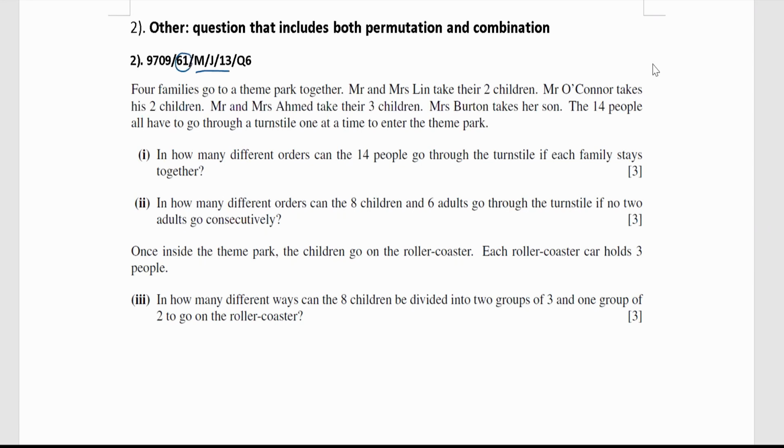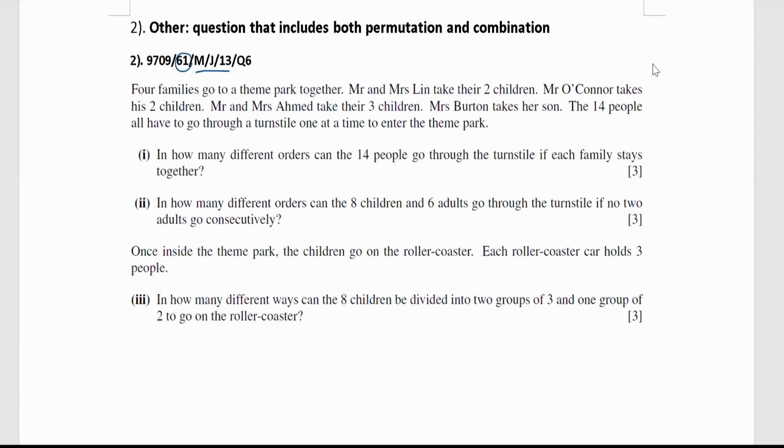4 families go to a theme park together. Mr. and Mrs. Lin take their 2 children. Mr. O'Connell takes his 2 children. Mr. and Mrs. Ahmed take their 3 children. Mrs. Button takes her son. The 14 people all have to go through a turnstile, one at a time, to enter the theme park. Part 1.